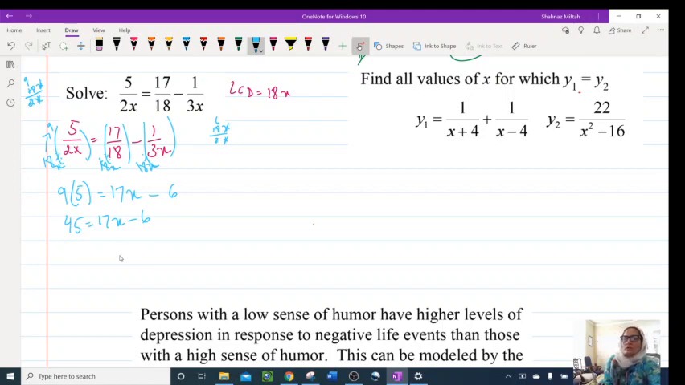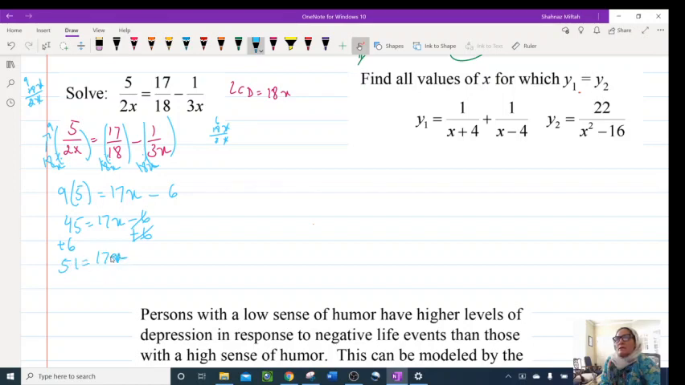Now all I have to do is combine like terms. 45 and 6 are like terms. I can move 6 here, I can move 45 here, it's your choice, but if you move 45, you're going to have a 0 here, so you have to do one more extra step. But I'll just add 6 to both sides, cancel. 45 plus 6 is going to give me 51 equals 17x.